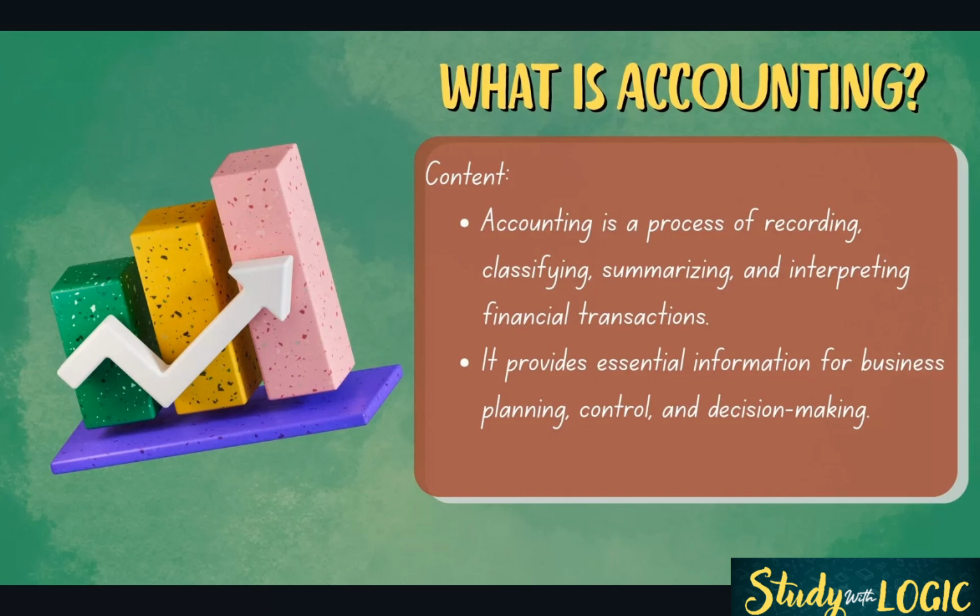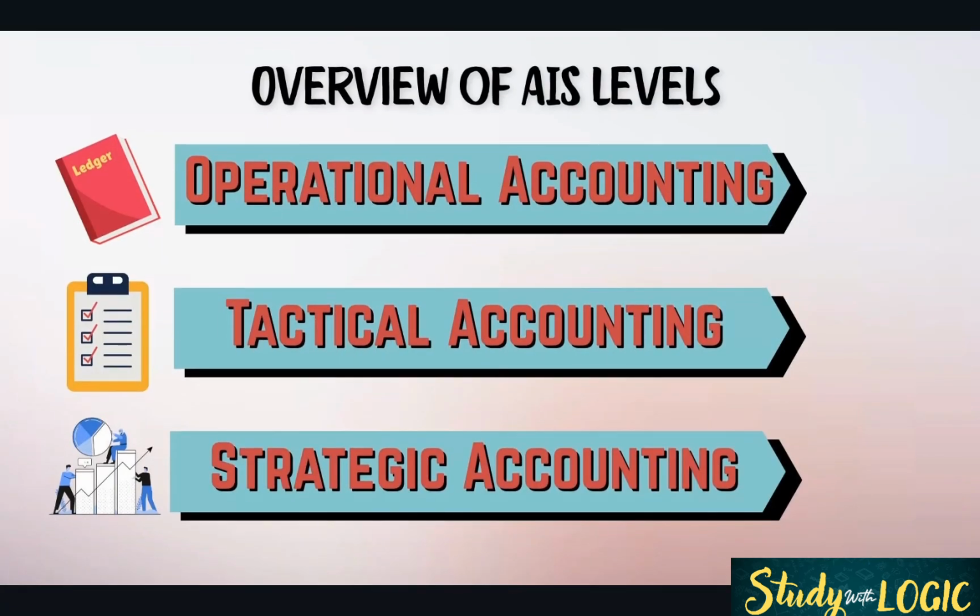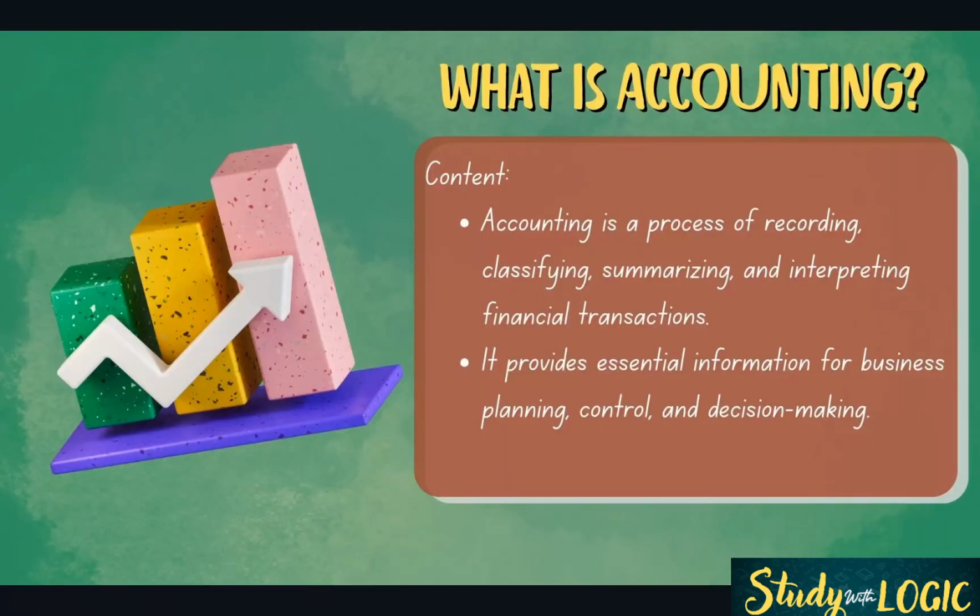An accounting information system serves organizations with important business information through three different levels or forms, which are operational accounting, tactical accounting, and strategic accounting. Now, the previous slide shows us what is accounting. As we all know, accounting is the process of recording, classifying, summarizing, and interpreting the financial transactions. And also, it provides the essential information for business planning, control, and decision making.